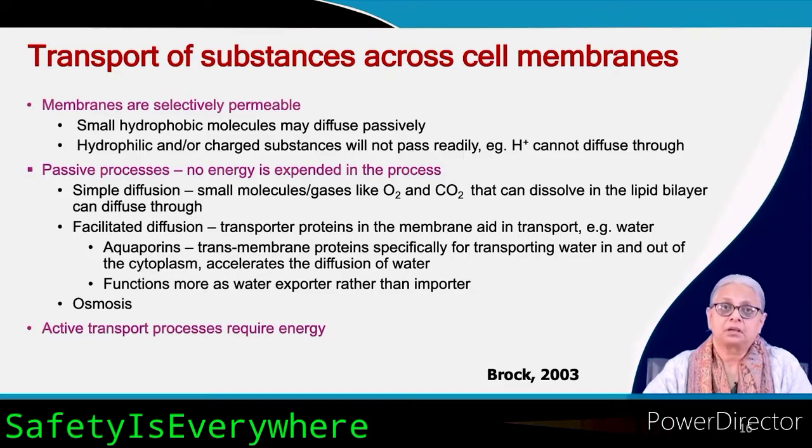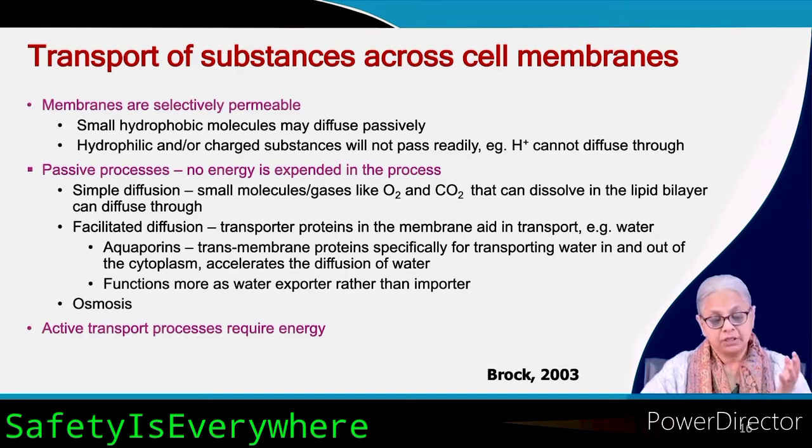So let's come to the next thing. How does any substance go through that cell membrane? As I said, the better word for describing the nature of these membranes is selectively permeable, because whether it's passive transport or active transport, they are very, very selective in allowing different substances to pass in or out. The textbook that I am referring to mentions that small hydrophobic molecules may pass passively in and out of the membrane, and I'll show you some examples in a little bit.